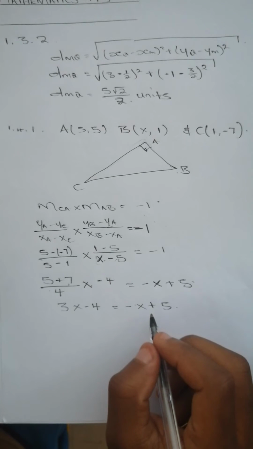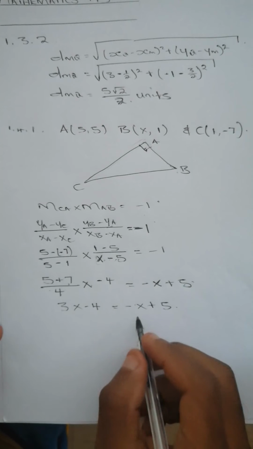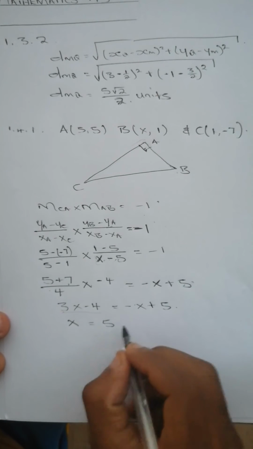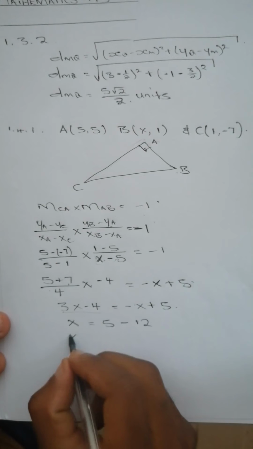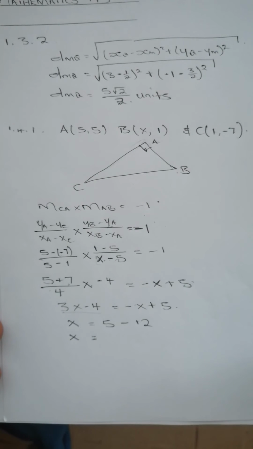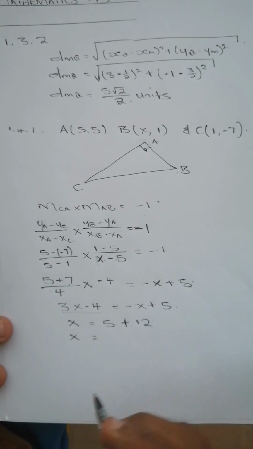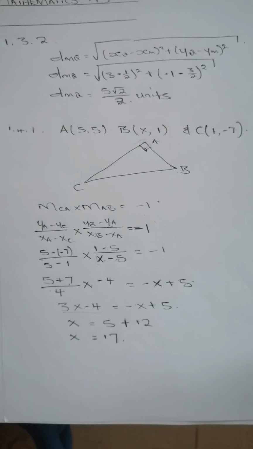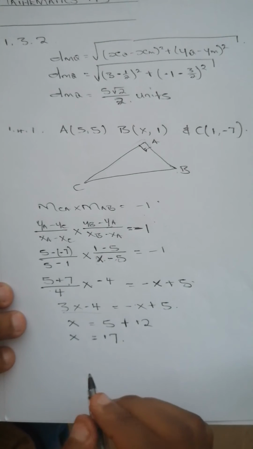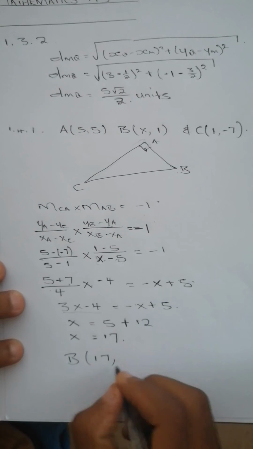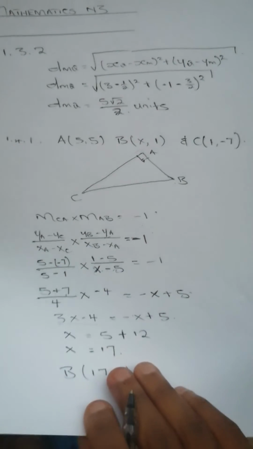And we take this x to this side, and this we take to the other side, so it's going to be x equals 5 minus 12, so x equals... this is going to be positive, so it's going to be plus, and this will give us x equals 17, and this means our point B is (17, 1). That's it for 1.4.1.